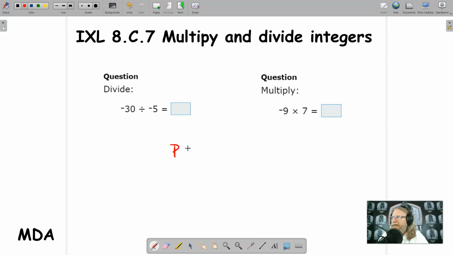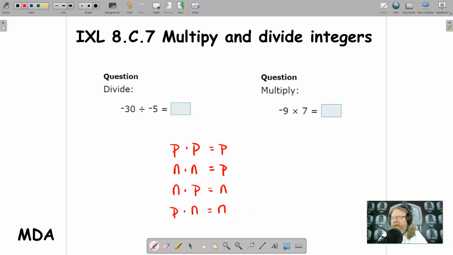So a positive number times a positive number is going to equal a positive number. And likewise, a negative number times a negative number equals a positive number. However, if you have a mix of negative and a positive together, you're going to get a different result. So if our first number is negative and we multiply that times a positive, that's going to give us a negative result. And likewise, if the first number is positive and the second number is negative, then we're still going to get a negative result.